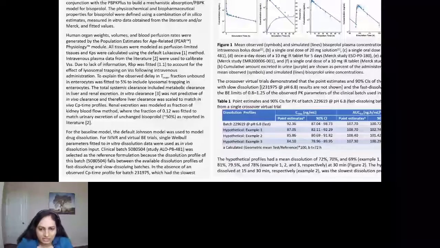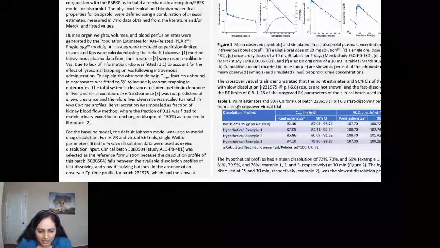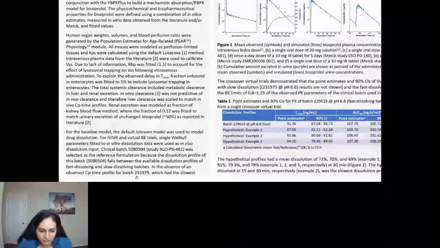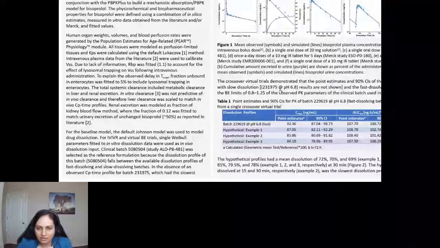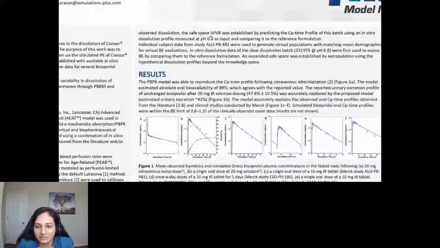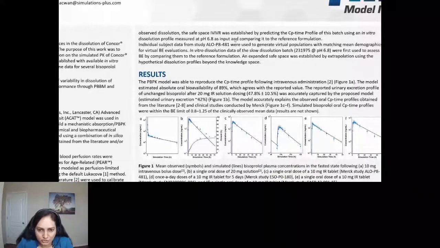In the absence of clinical data for the slow batch, which is the slowest batch from the available in vitro dissolution data, batch number 231975, what we did was first build the safe space IVIVR by predicting the CP time profile of this batch. So we used the in vitro dissolution data of this batch, assumed it as the in vivo input, and then compared it with the reference formulation.